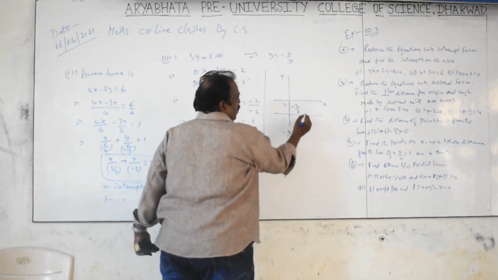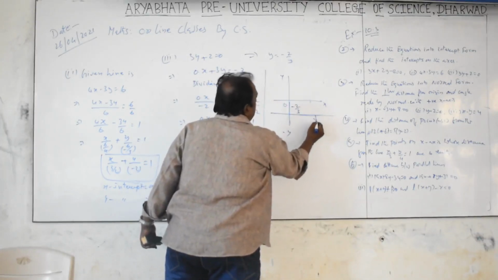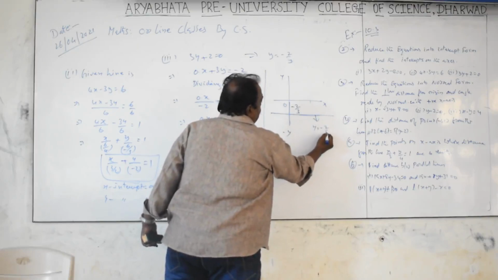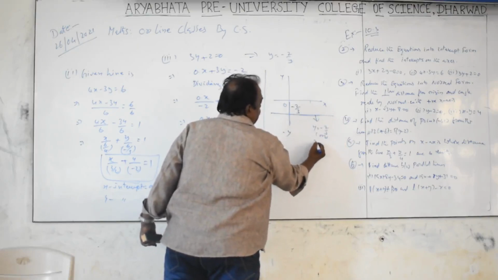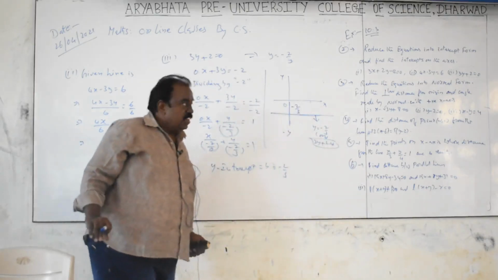This is this distance. It is like this. This is the line y is equal to minus 2 by 3, or otherwise, it is 3y plus 2 is equal to 0. This is the diagram of the line actually.